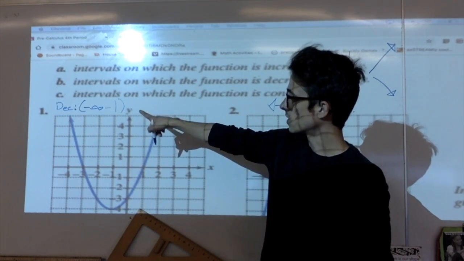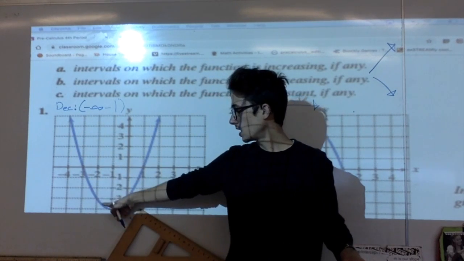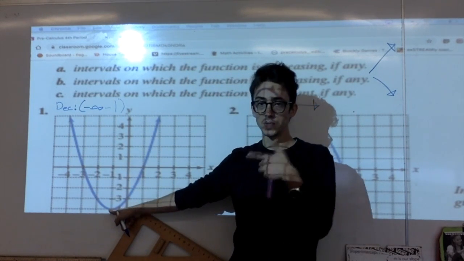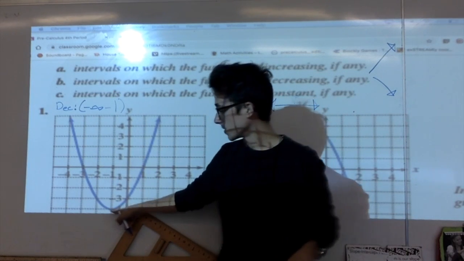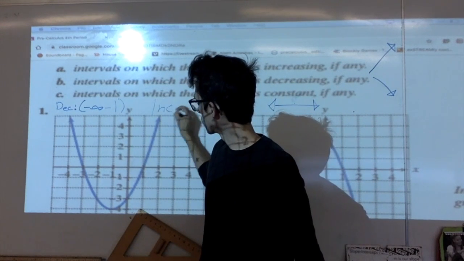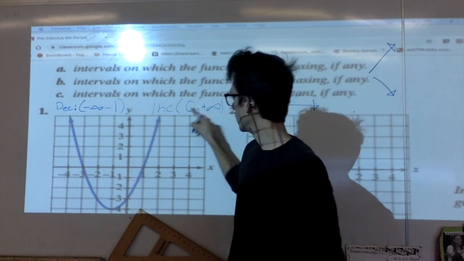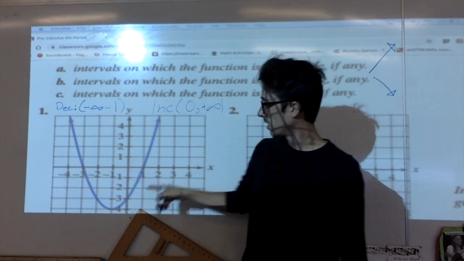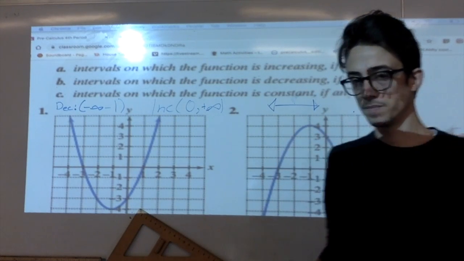So we see decreasing from negative infinity to -1, and then as it starts to hit the rock bottom, don't think of this as constant because it's not a flat line. We then see that as it moves to the right, it's going to be increasing. So we say increasing from 0 to positive infinity. Shown here, this is going out, up and to the right, and that's pretty much it.